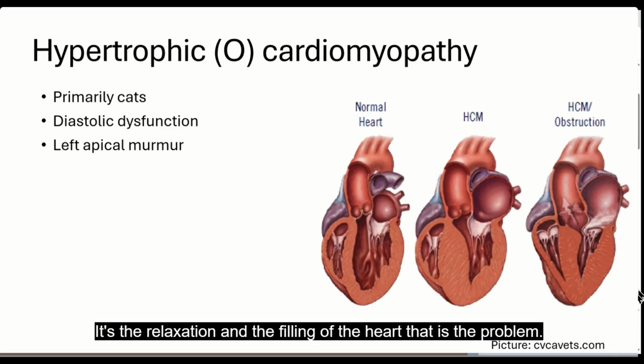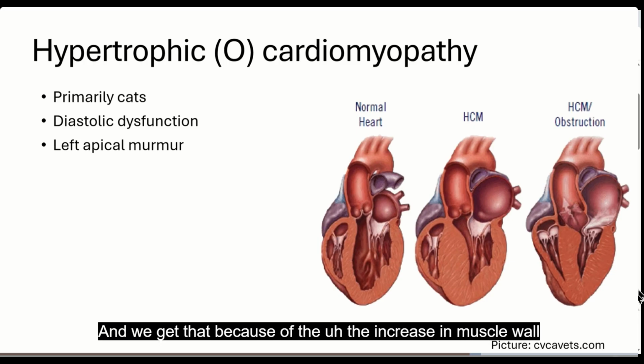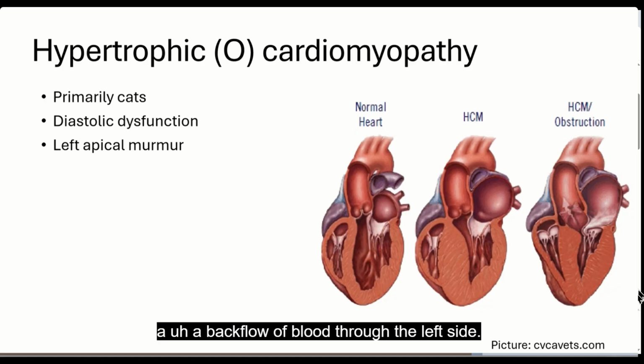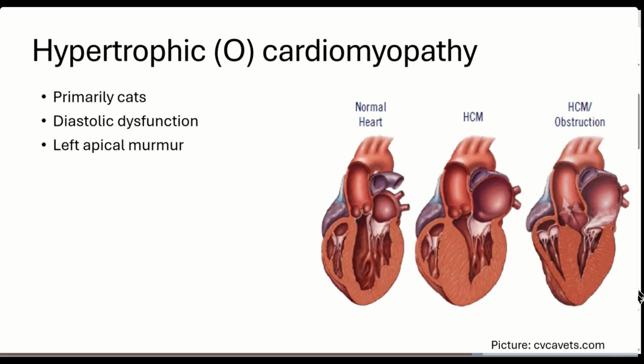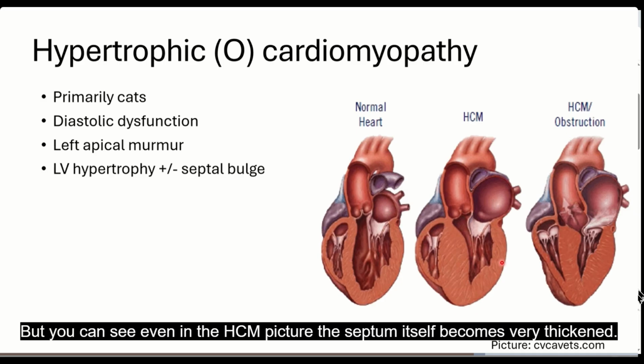We have a left apical murmur with this condition because it's the left side that is primarily affected. And we get that because of the increase in muscle wall, and we have a backflow of blood through the left side. So we have left ventricular hypertrophy with or without a septal bulge, as shown in the HOCM picture here, as opposed to the HCM picture. But you can see even in the HCM picture, the septum itself becomes very thickened.